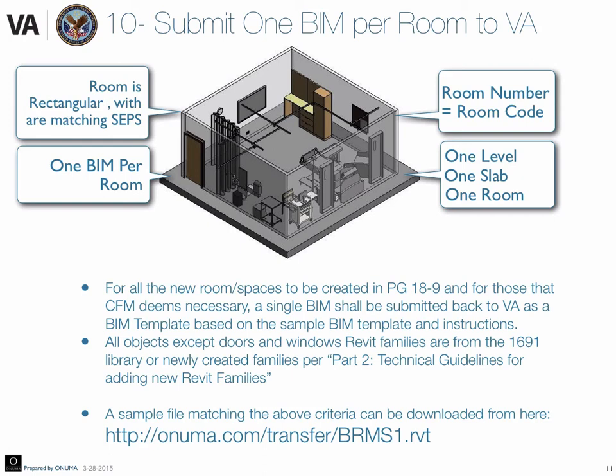So if the room in SEPs is going to be ultimately 250 square feet and it has 30 pieces of equipment like this, we want to see a 250 square foot shape with the equipment inside it. One slab per room, a room code associated with it, one BIM per room.